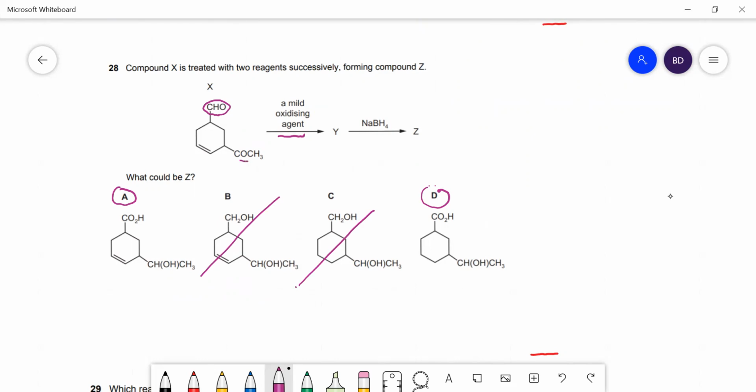a ketone to a secondary alcohol, and you can see that that has happened here. NaBH4 will not reduce the carbon-carbon double bond, won't touch that, because it's actually a nucleophilic reagent. Only electrophiles react with that. So D is wrong. So A is the right answer there.